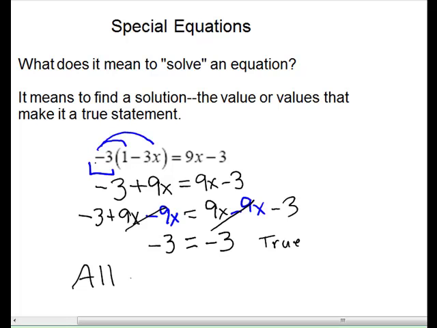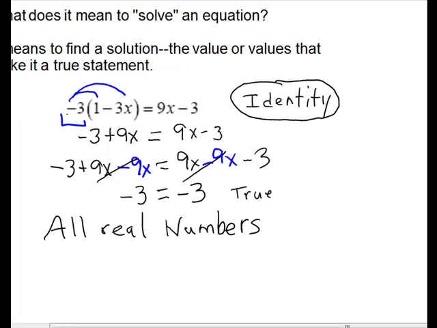This one is called the identity. So our solution is all real numbers. You could pick any number at all and plug it through the original and it would work. These were actually just alike. If you looked closely, they're turned around and it was disguised in the first part.